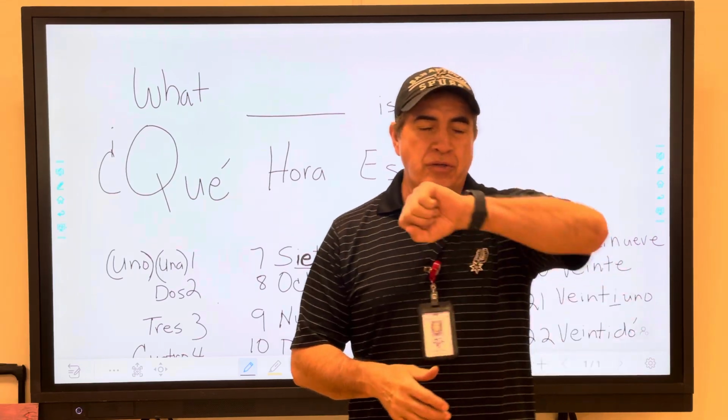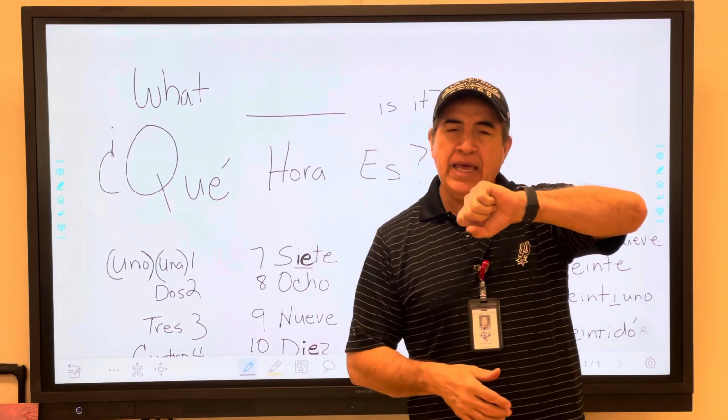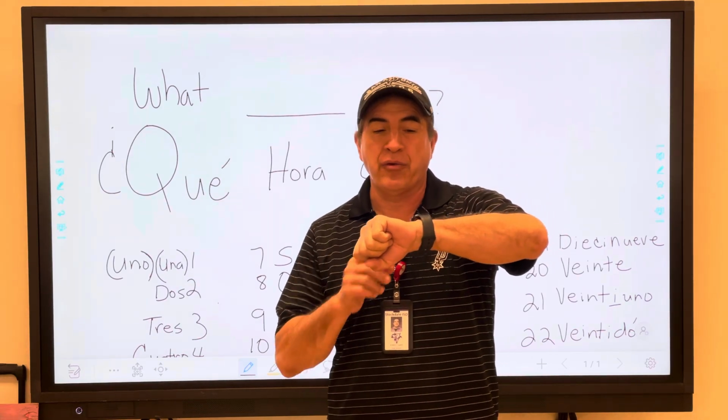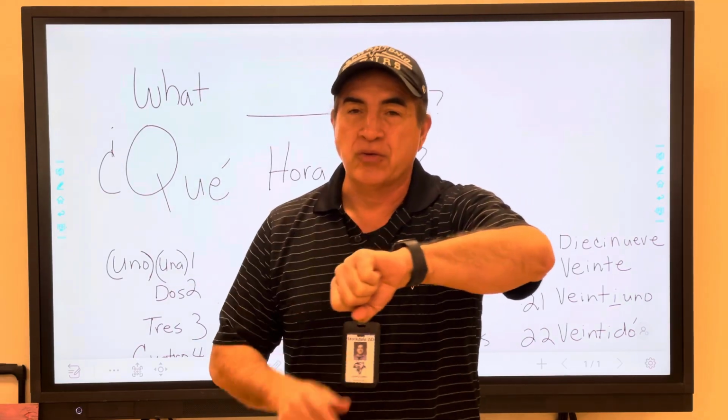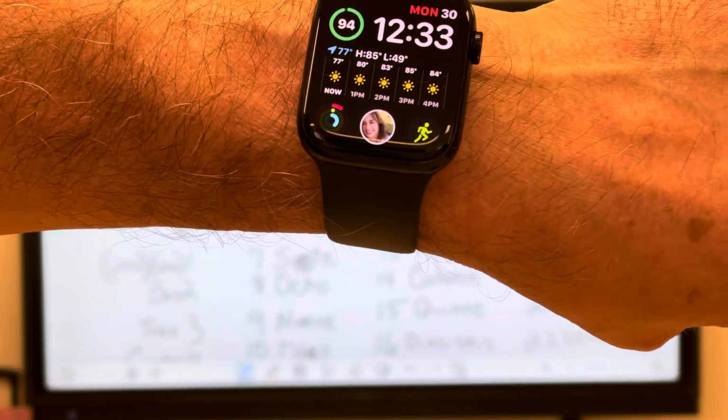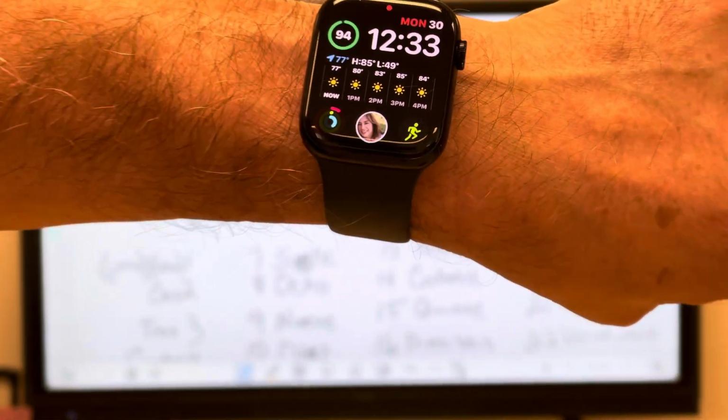So today we're going to learn how to tell the time. Today is Monday, December the 30th, and the time is 12:33 right now on my watch. The time is 12:33, and I know that you guys are just used to seeing a digital time.